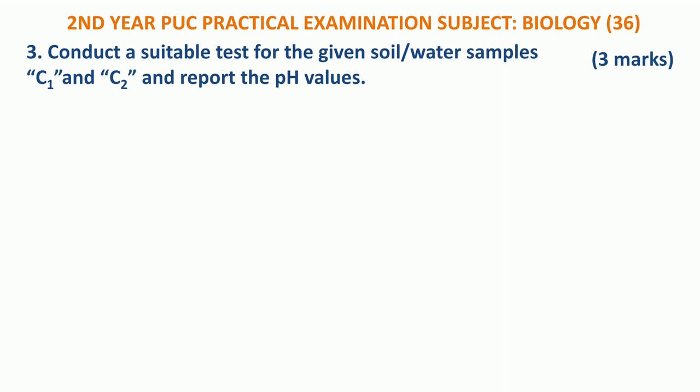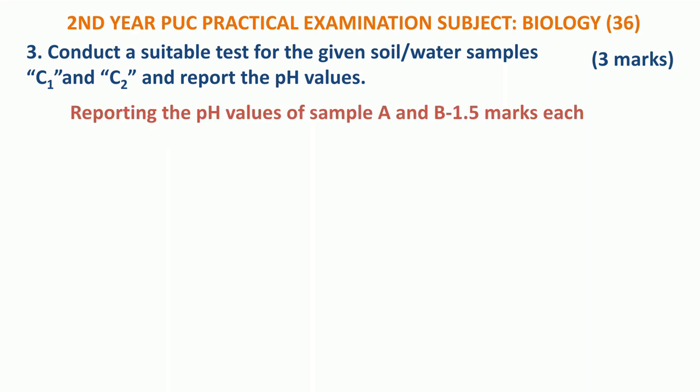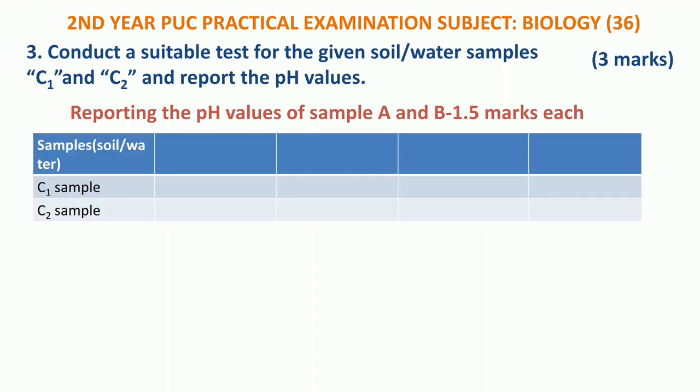Question number 3. It is also common for every student, and the question is: conduct a suitable test for the given soil or water sample C1 and C2 and report the pH values. The scheme of valuation for this question is reporting the pH values of sample C1 and sample C2. Each carries 1.5 marks, totally a 3-mark question.